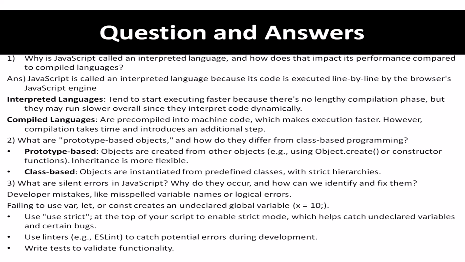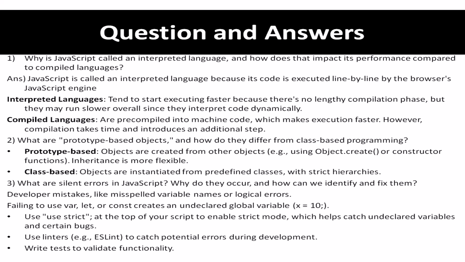The next question is what are prototype based objects and how do they differ from class based programming? For example, if you consider a class in Java, you are going to create an object. Without an object, you cannot access the other classes. Whereas prototype based objects are created from other objects, for example, using Object.create or a constructor function.